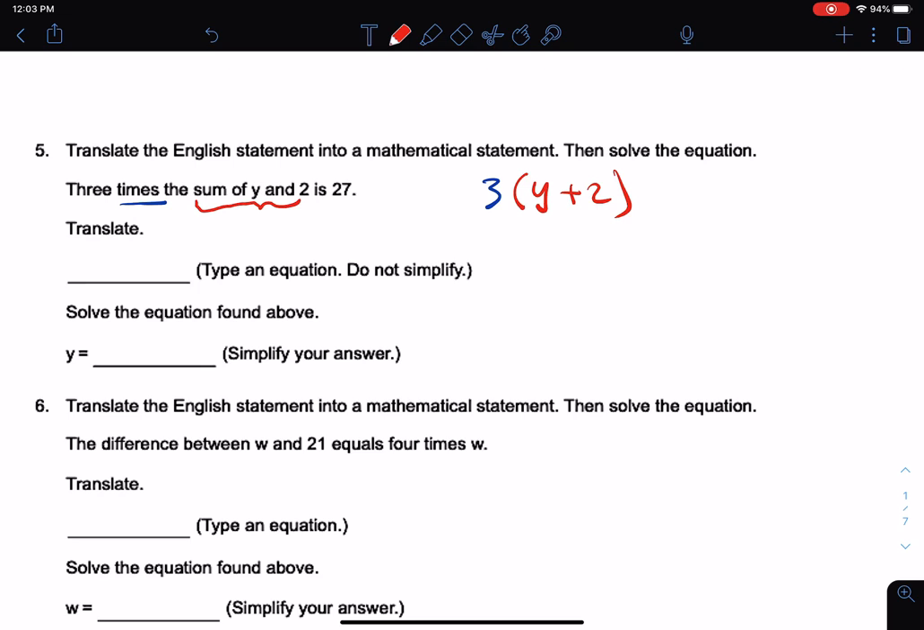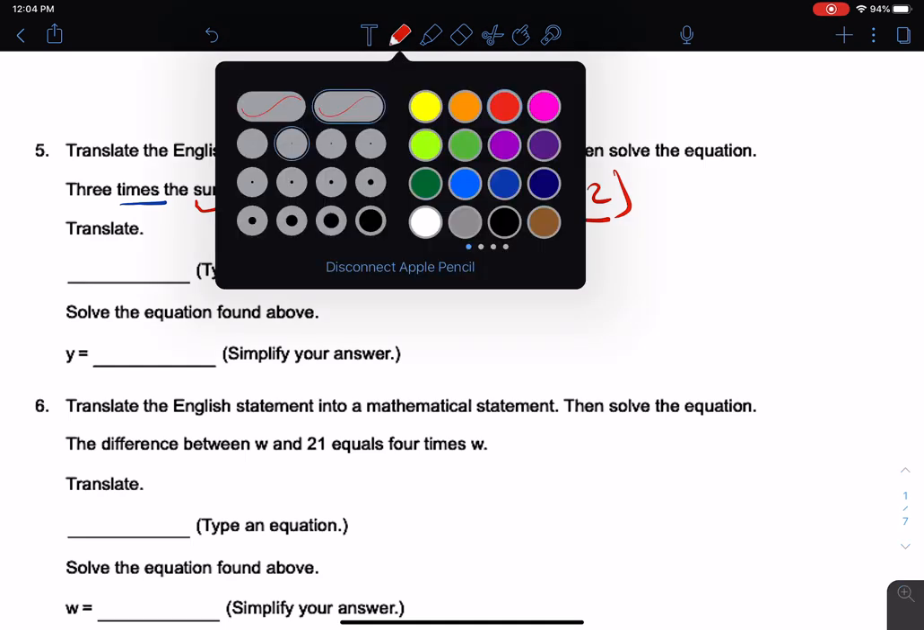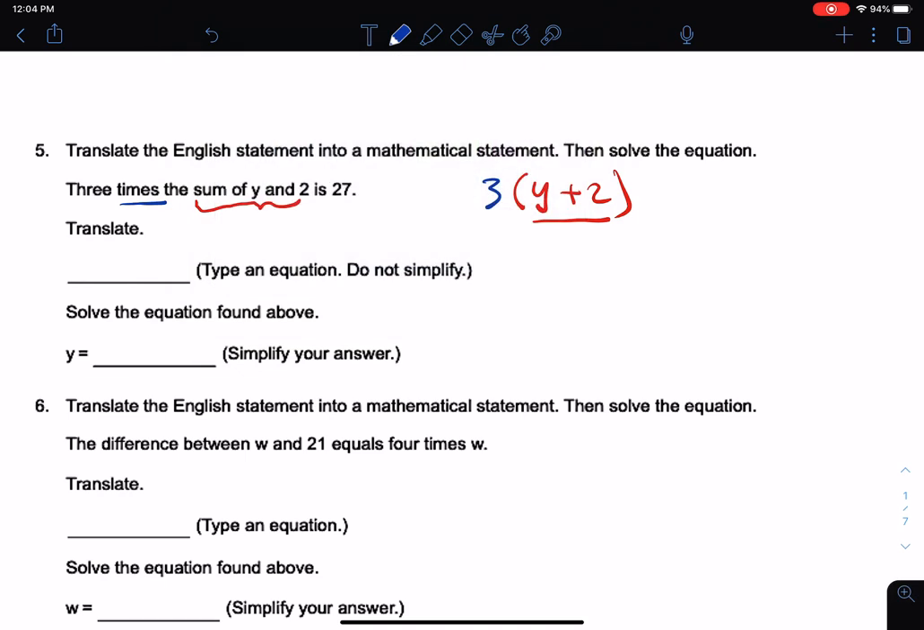So we have to use parentheses, the order of operations, to make that happen first. Because if we just wrote 3y plus 2, then that would be 3 times the number y and then add 2 later. But this says it wants 3 times the sum, so you have to actually add it up first, and parentheses will make that happen first. And then after that happens, multiply it by 3. And it says this must be equal to 27. It says please write the answer and do not simplify the answer. Do not simplify when you put it into MyMathLab. So that's just going to be 3 times y plus 2 equals 27.